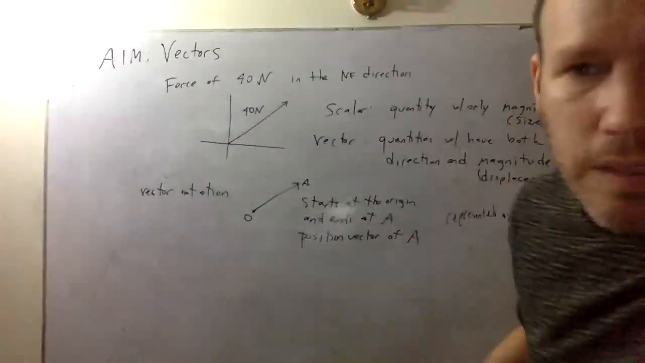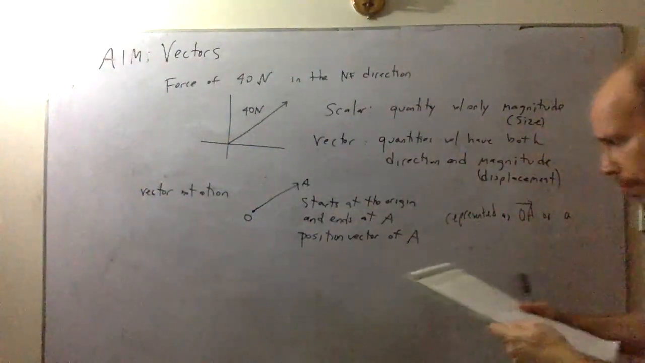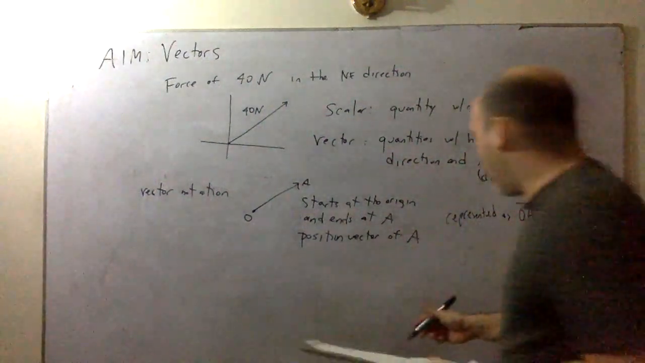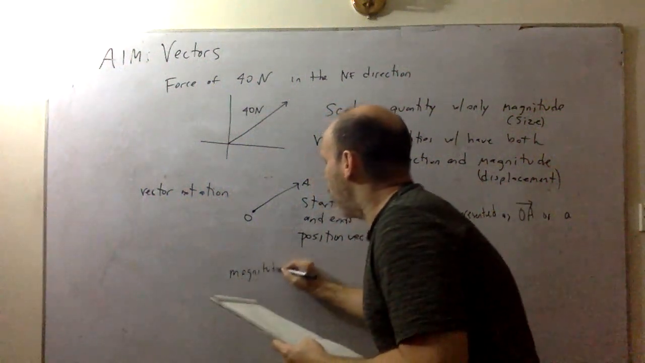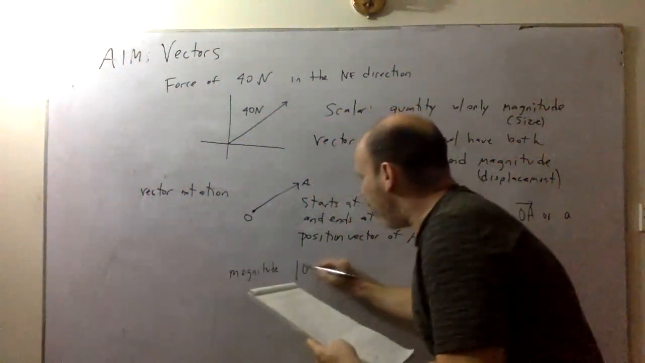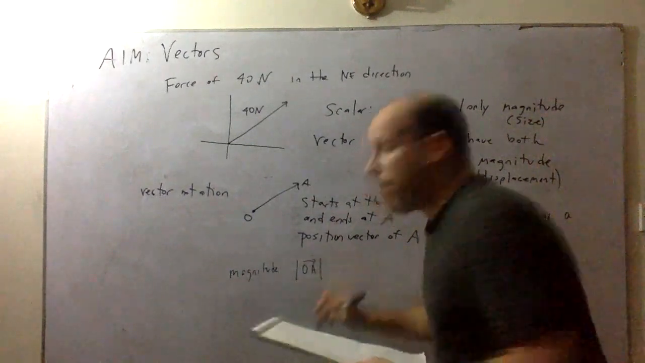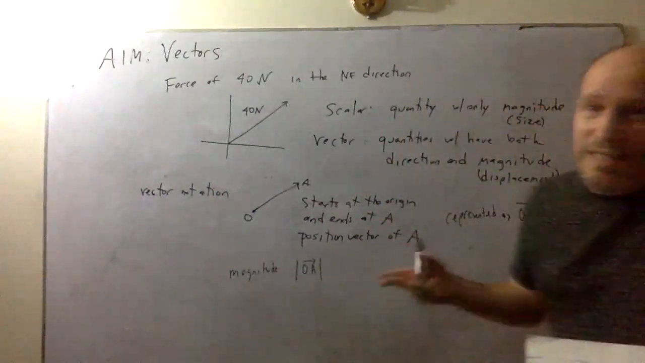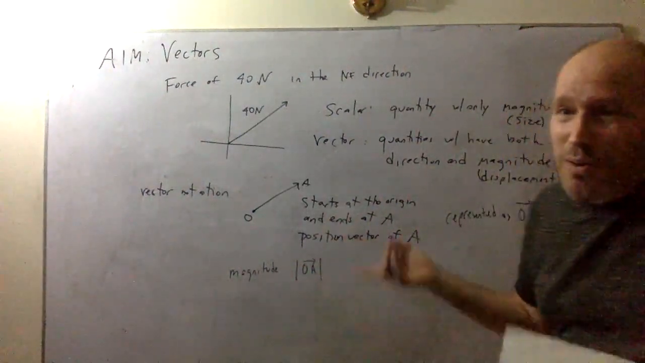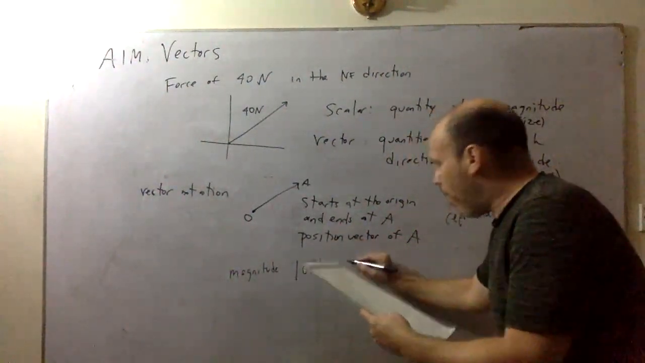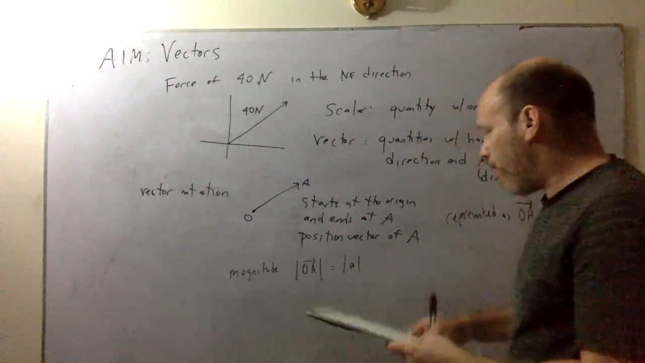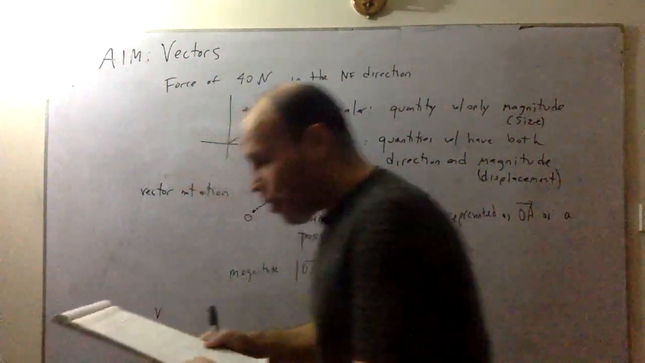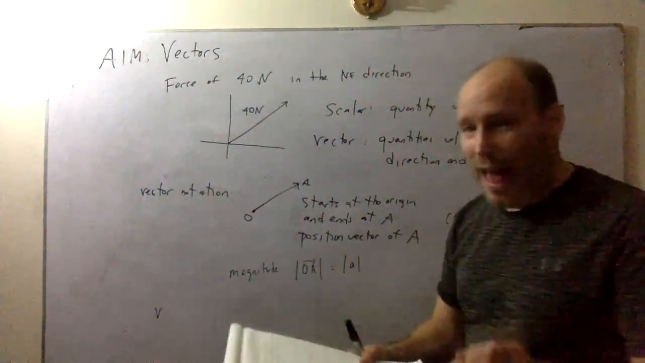So that's what you're going to see for vectors, the visual representation. The magnitude is the absolute value of A. Once again, this is a math class, so the distance is going to be the absolute value of little a. Please remember that a vector is a journey. It starts at the tail and ends at the tip. So let's get that down.